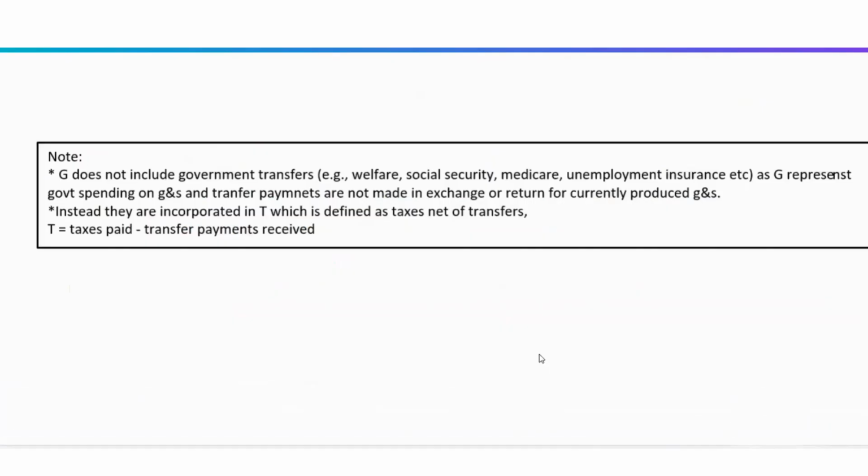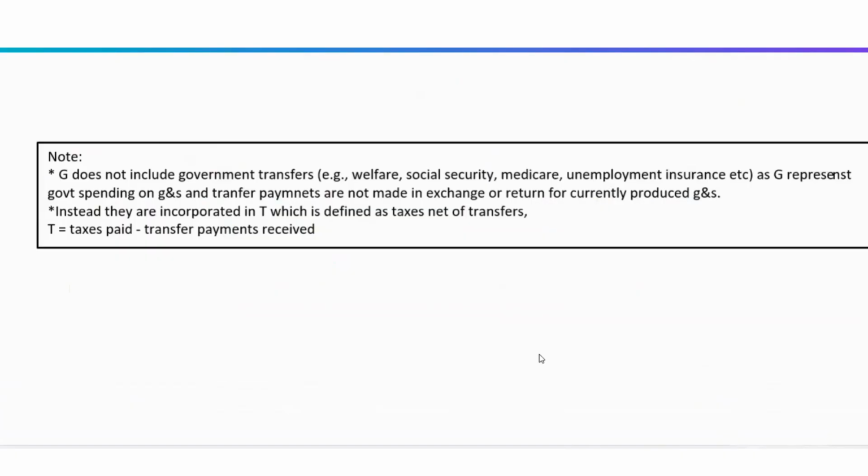Here it's also important to note that G is government purchases. G does not include government transfer payments, because G represents government spending on goods and services, and transfer payments are not made in exchange for currently produced goods and services. So transfer payments are not included in G.